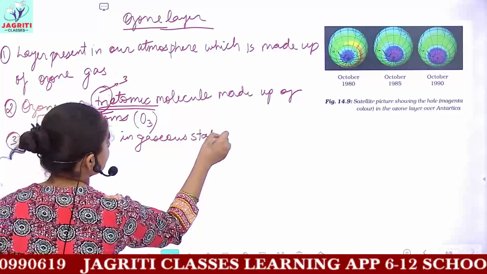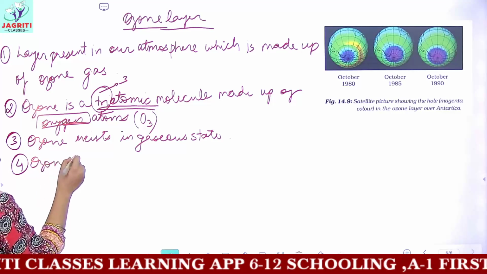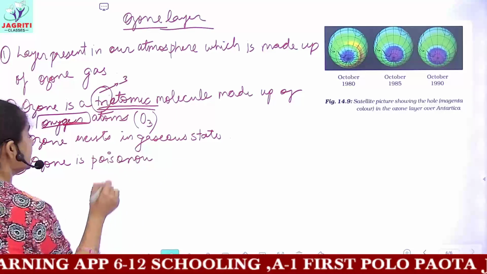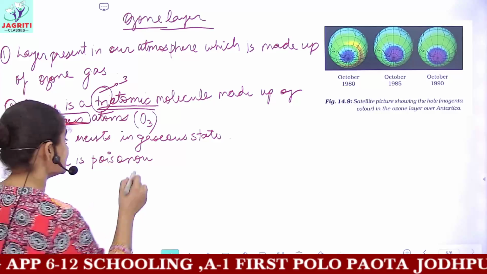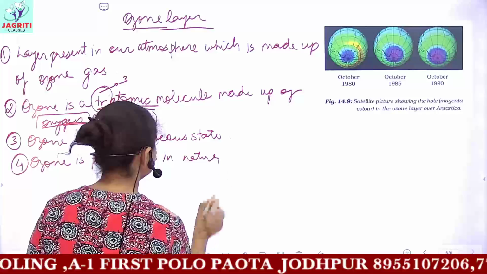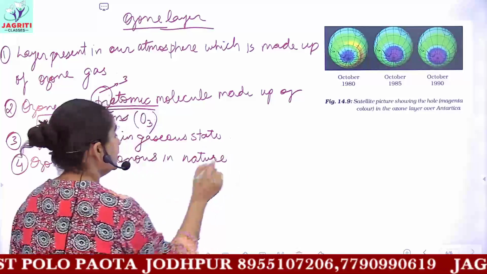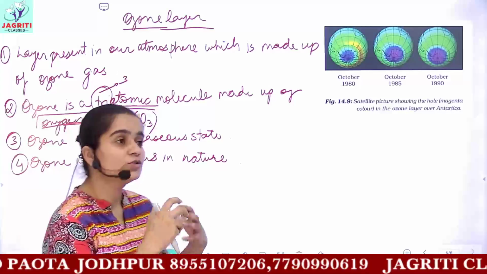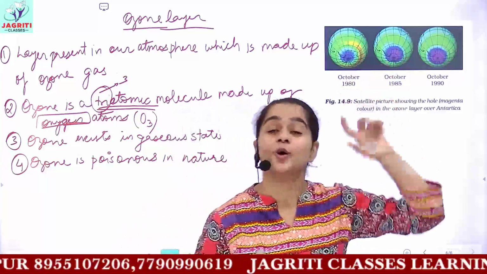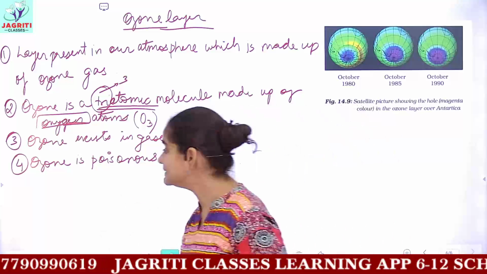The physical state of ozone is gas. Then the fourth one is, ozone is poisonous in nature. Yes, this ozone layer which is made up of ozone gas is quite poisonous in nature. And we are very lucky that this ozone layer is very light, so it exists at the outer surface. That is, it is present away from the earth and not near the surface of the earth because it has a poisonous nature.